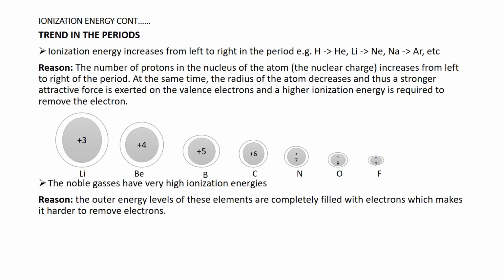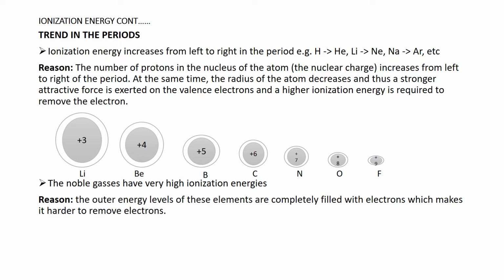Let's start by looking at the trends in the periods. As you move from left to right in the period, so as you move from hydrogen to helium, lithium to neon, sodium to argon, etc., your ionization energy increases. What is the reason for this?